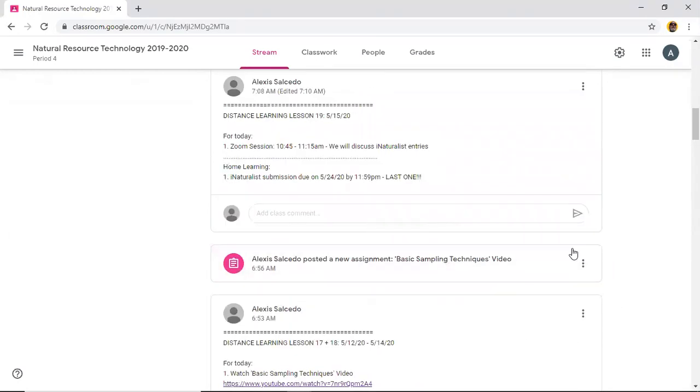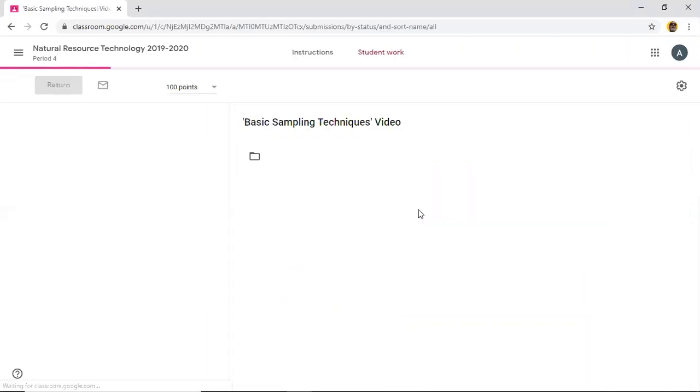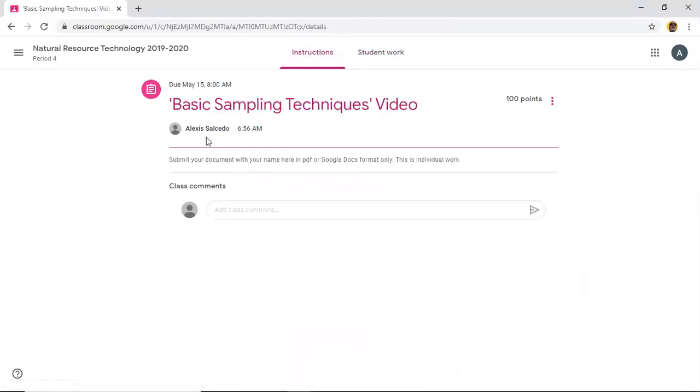So this is the submission folder for that video assignment. I'm going to click on that so I can show you instructions. Same thing as you've done before. Attach a document either in PDF format with your name on it or a Google Docs format with your name on it. If you're going to submit Google Docs, make sure I can open it, and I have access to it, so you have to give me permissions. Again, this is individual work, so everybody submits.